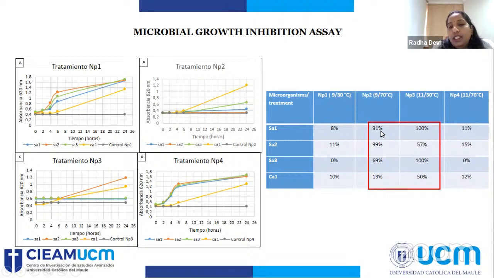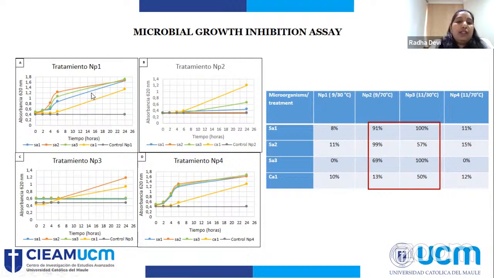Like you can see here, it has bacteria strains 1, 2, and 3 of the Staphylococcus aureus more affected. And in the Candida fungi, it did not show that much effectiveness with the nanoparticles, but the nanoparticles at a pH of 11 at 30 degrees centigrade showed effectivity towards the bacterial inhibition.